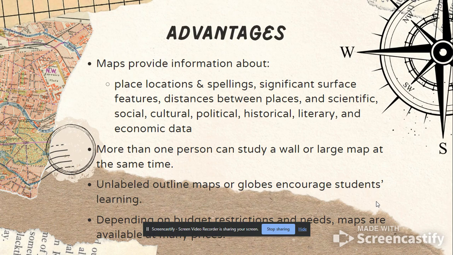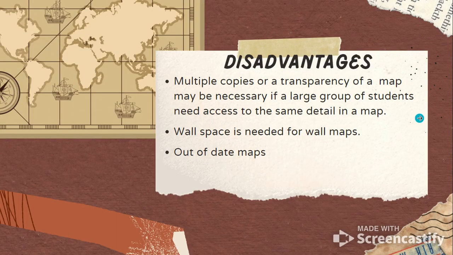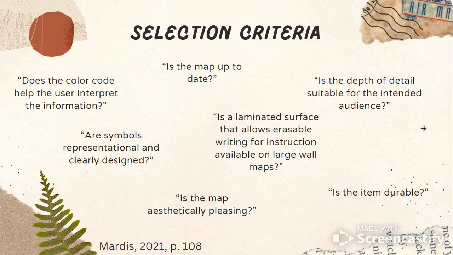Unlabeled outline maps or globes can encourage students' learning, looking at shapes and location of places. And also, depending on your budget restrictions and needs, they're available at many prices. Disadvantages: you might have to get multiple copies, so if we have a large group of students needing to look at a map or a specific detail on it. Wall space is needed for wall maps, so that takes away space from your bookshelves or book displays, and you always have to deal with the issue of out-of-date maps.